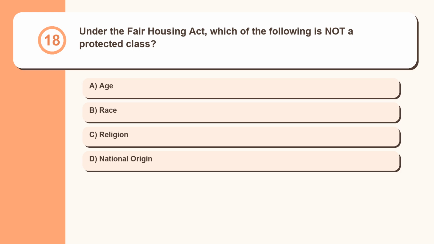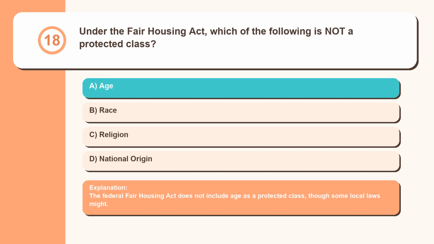Question 18. Under the Fair Housing Act, which of the following is not a protected class? Age, race, religion, national origin. The Federal Fair Housing Act does not include age as a protected class, though some local laws might.